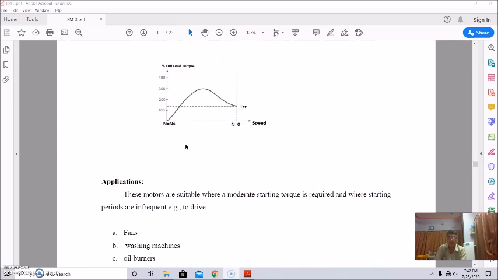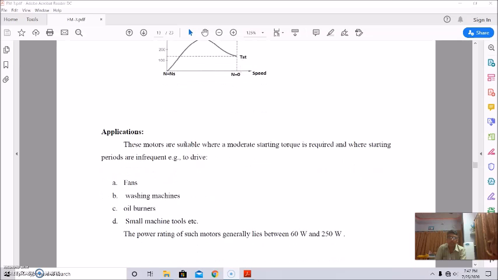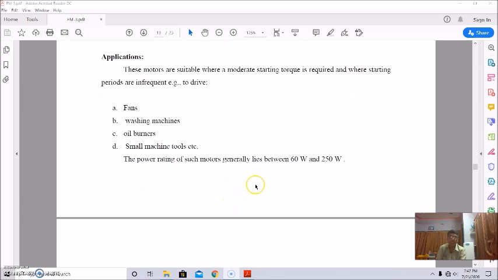Mostly these motors are suitable for applications where moderate starting torque is required and where starting periods are infrequent, that is, to drive fans, washing machines, oil burners, small machine tools, etc. And the power ratings of such motors generally lie between 60 watt to 250 watt.